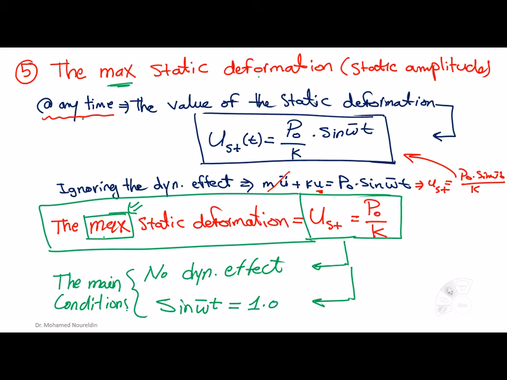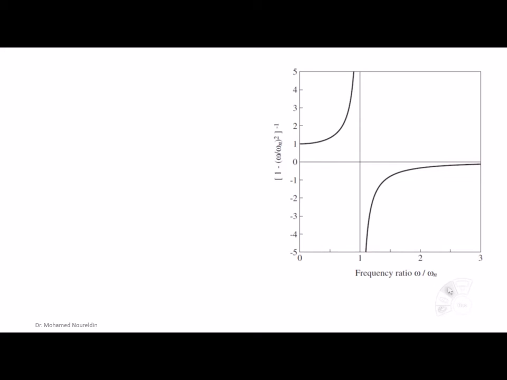So this is the main thing that we have here. Based on this, we are going to have the maximum static deformation equal to P node over K. The 2 main conditions are that we should neglect the dynamic effect in this case, and sine omega bar t equal to 1, which means that we are picking the particular point of the force where it is going to reach its amplitude.